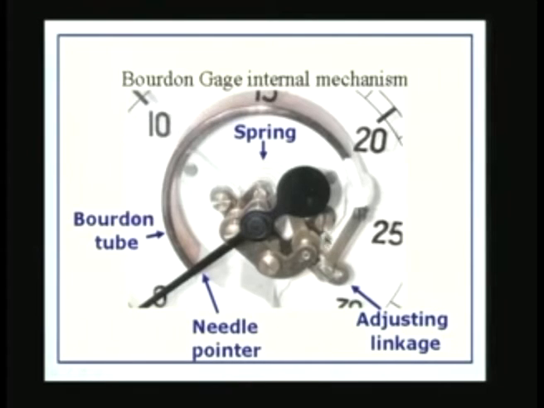A very simple instrument, and as we have already made clear in the previous lecture, it can be used for various ranges, starting from even below atmosphere to above atmosphere, to very large pressures, very small pressures. The Bourdon gauge covers a very large range of pressure measurement.